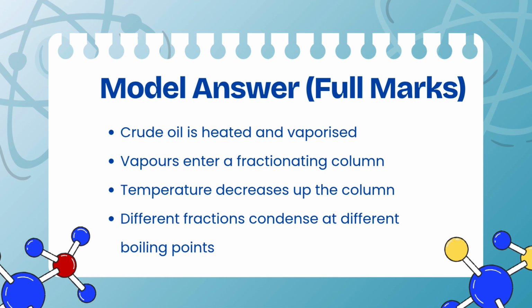To get full marks, you need to include 4 key points: heating and vaporization, the fractionating column, the temperature gradient, and that fractions condense at different boiling points. If you miss the temperature gradient or condensation, you will lose marks. This is exactly the kind of answer examiners are looking for.